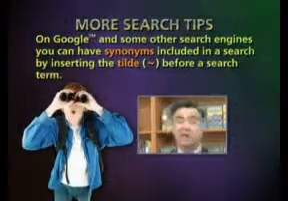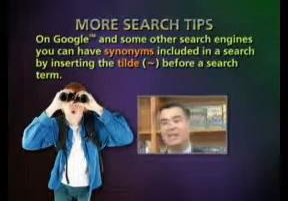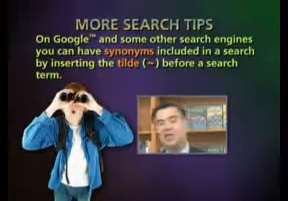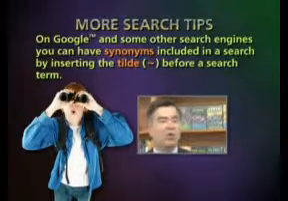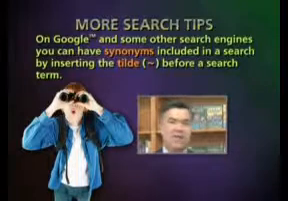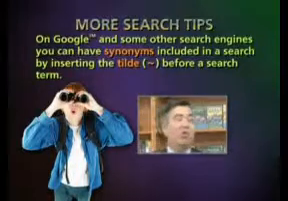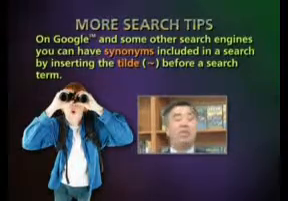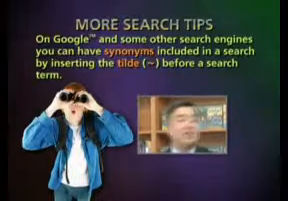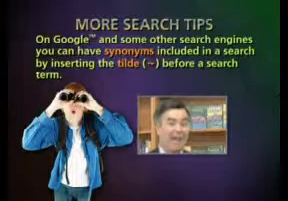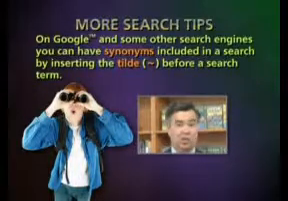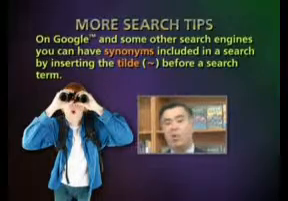On Google, and again on some other search engines, you can have synonyms included in a search by inserting the curly symbol known as the tilde before a search term. As you know, synonyms are words that mean the same or almost the same as other words. And quite often, a particular web page may discuss a topic that you're interested in, but may use language that's slightly different than the words you happen to enter into the search engine. And therefore, this synonym search capability is quite helpful.